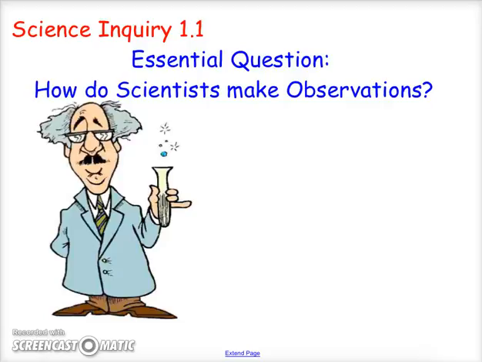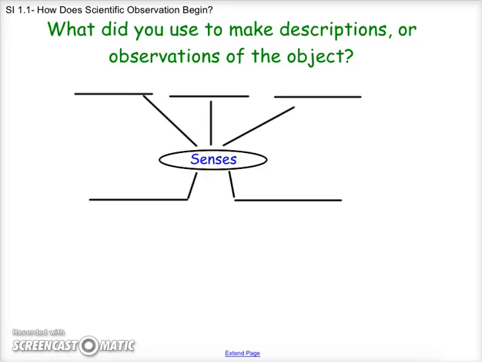Welcome to Science Inquiry 1.1. Our essential question for this lesson is, how do scientists make observations? So earlier at the beginning of class, you had an object that you were to make general observations about.